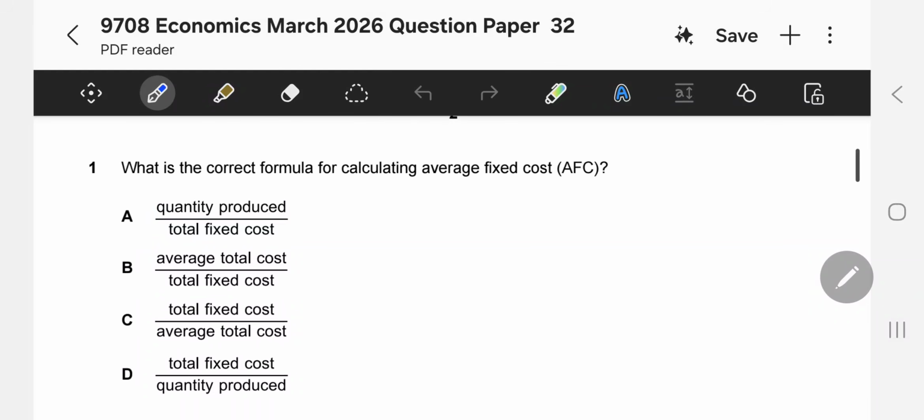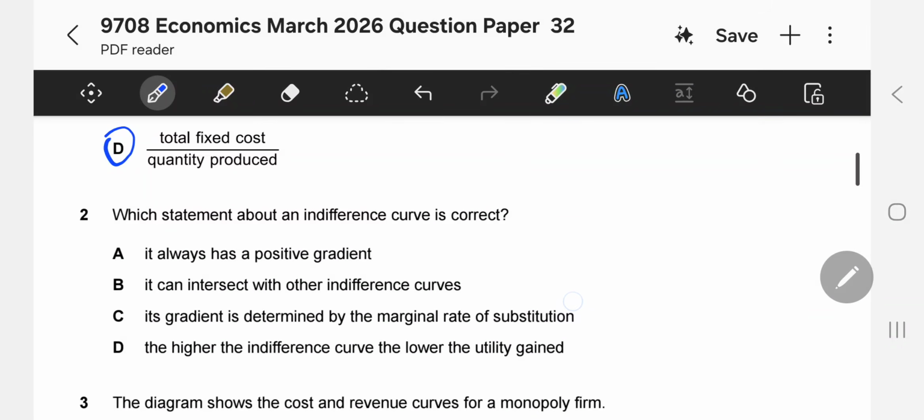And this is question 1. What is the correct formula for calculating average fixed cost? So it's going to be total fixed cost divided by quantity. And the answer will be D. Let's go to question 2.